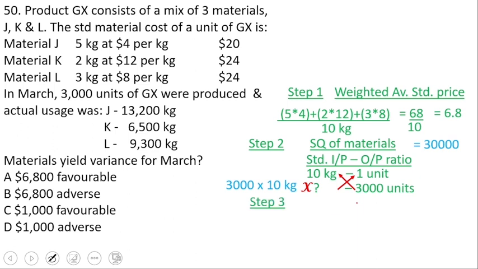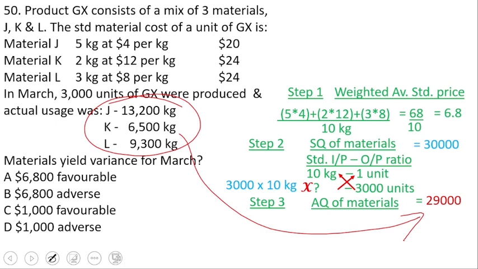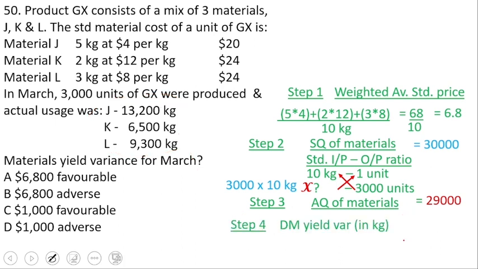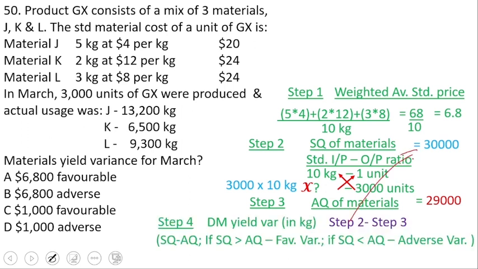Now going to step 3, what is the actual quantity of raw materials used? That's just the sum of all these three that works out to 29,000 kg. And step 4, we have to calculate the direct material yield variance in kg. So step 2 is the standard quantity of 30,000 and step 3 is actual quantity of 29,000. So 30,000 minus 29,000, we end up with a positive balance of 1,000 and hence it's a favorable balance because it's a positive balance.